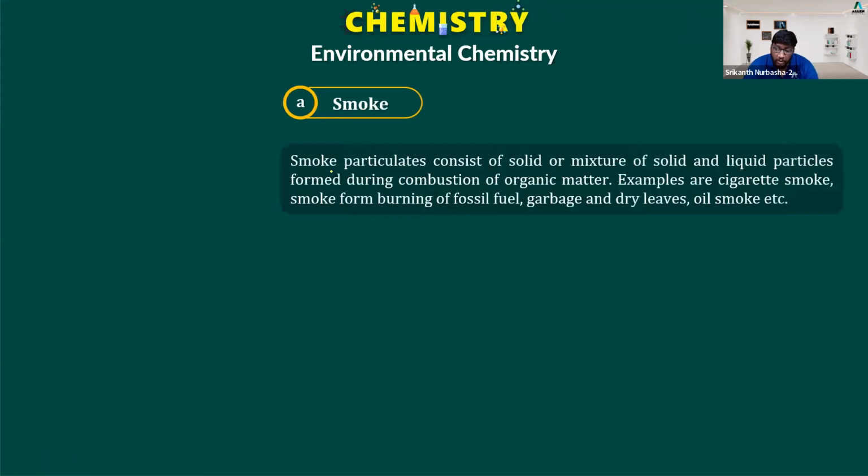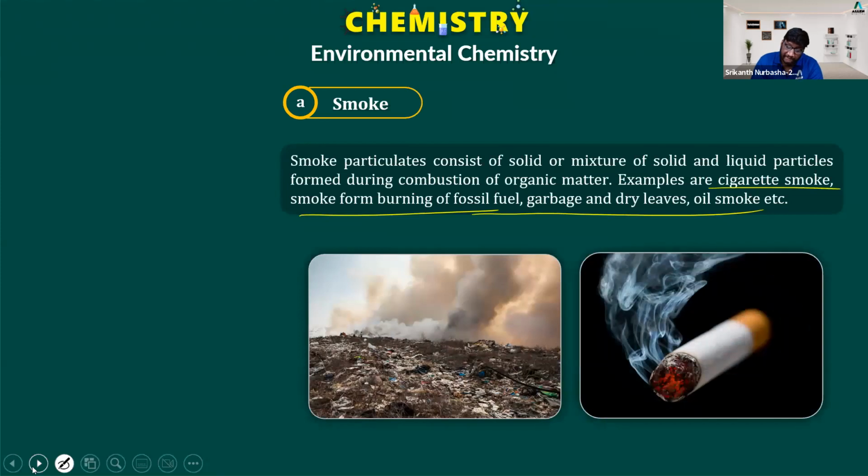Smoke particulates consist of solid or a mixture of solid and liquid particles formed during combustion of organic matter. And how are they formed? During the combustion of organic matter. Examples: cigarette smoke, smoke from burning of fossil fuel, garbage and dry leaves, oil smoke. All these are the cases from where you will be getting the respective smoke. Yes or no? And it is also a dangerous particulate pollutant.